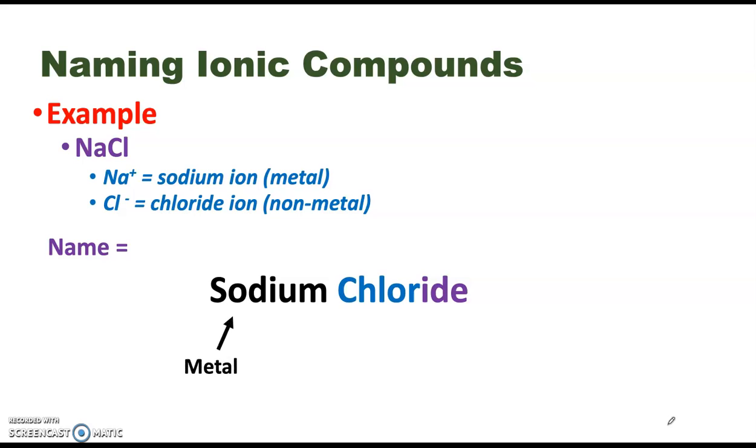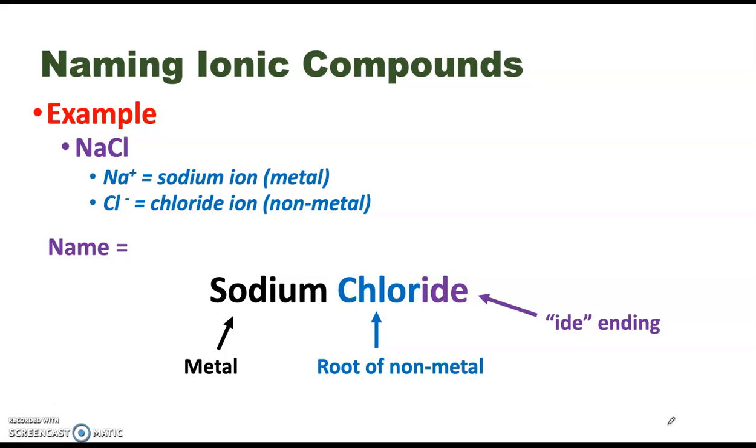You name the metal just as it is. You look it up on the periodic table. No need to change it. And then you name the root of the nonmetal and give it an IDE ending. Notice there are no prefixes in this, so do not add prefixes to an ionic compound.